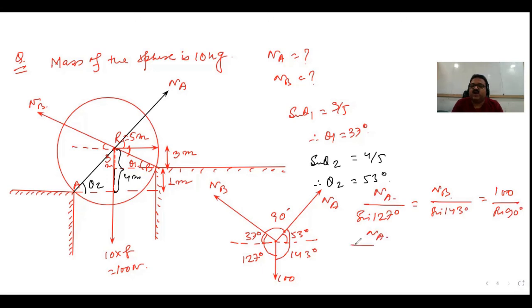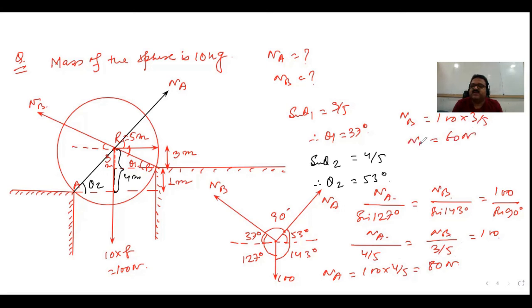NA by sine 127, that means sine of 90 plus 37, that is cos 37, and cos 37 degree we know is 4 by 5. And NB, similarly, will be 3 by 5, and this 100. Now we can solve it very easily. NA equals 100 into 4 by 5, that means 80 Newton. And what is the value of NB here? NB equals 100 into 3 by 5, that is 60 Newton.